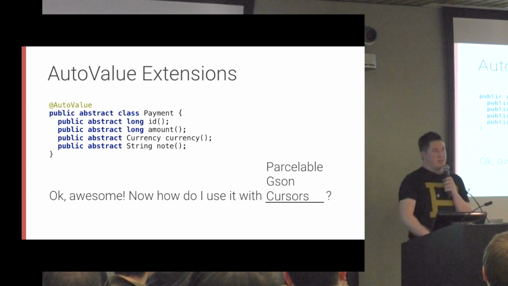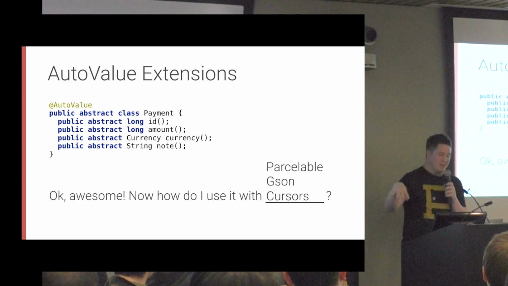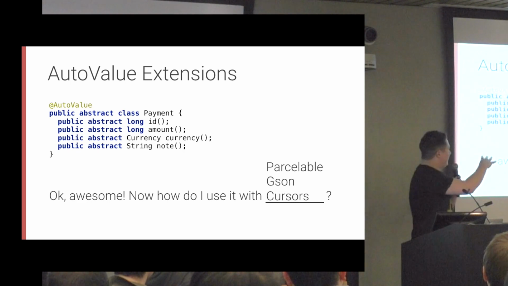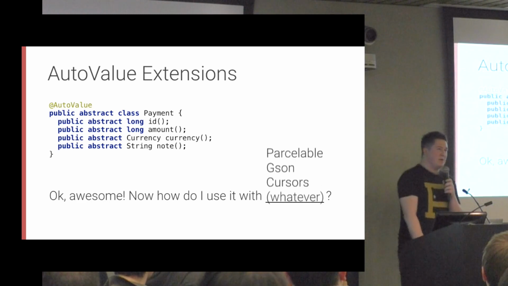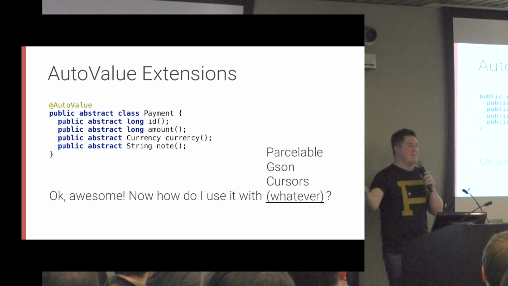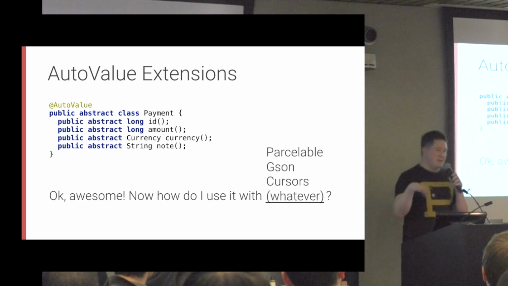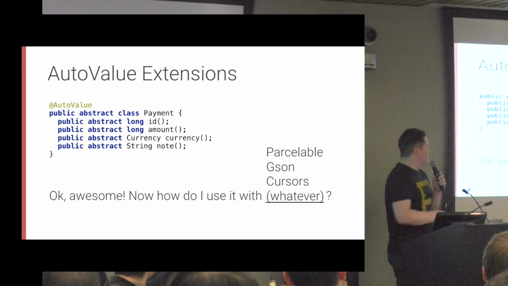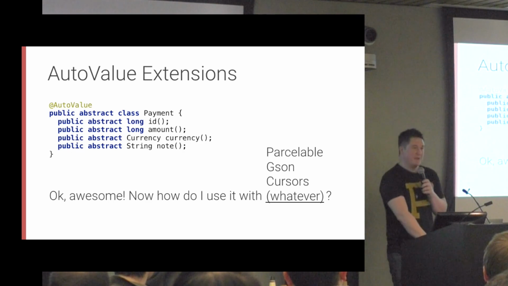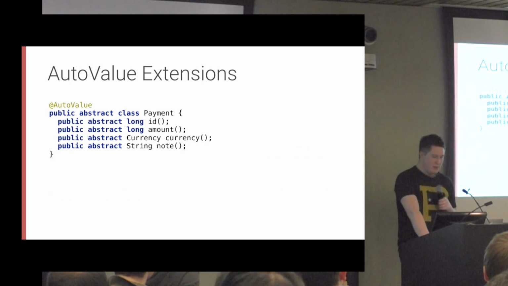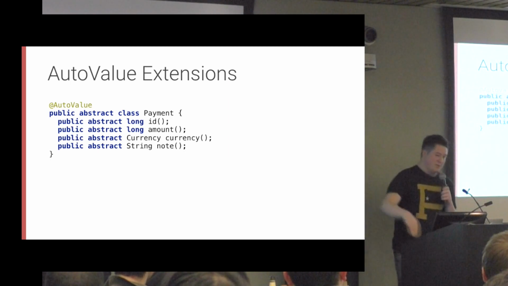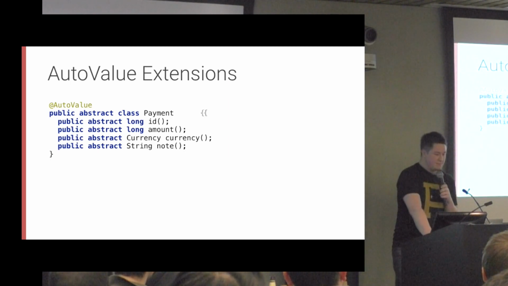Or maybe I want to take my cursor and turn it automatically into this AutoValue type because I'm storing these payments in the database, or whatever. There's hundreds of these things that are inconceivable from AutoValue's standpoint, but that your application needs to use it with. And that's the whole point of extensions. So I'm going to use a couple as an example, and then I'm going to show a big list of all the ones that are currently available.